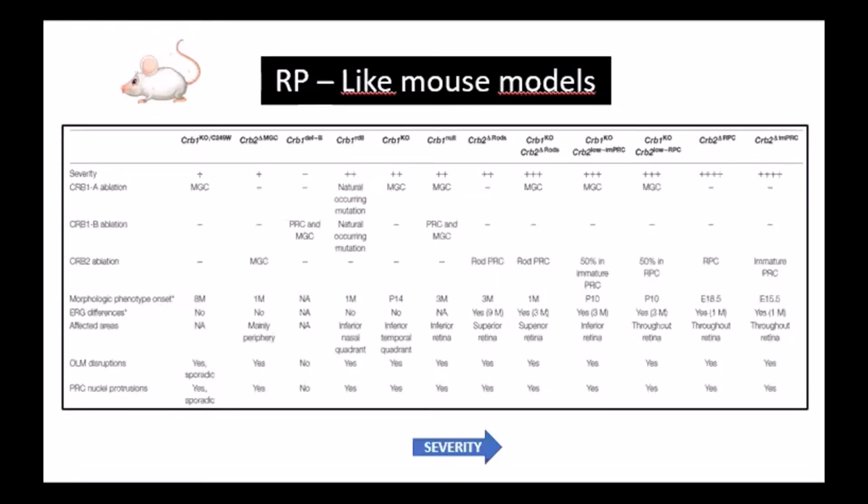Interestingly, when CRB2 is ablated in Müller cells, a very mild morphological phenotype with no functional consequences measured with ERG was observed, but ablation of both CRB1 and CRB2 from Müller cells caused a severe phenotype. All this data suggests that CRB2 has a redundant function in Müller cells, while in photoreceptors, it is essential for proper retinal function.